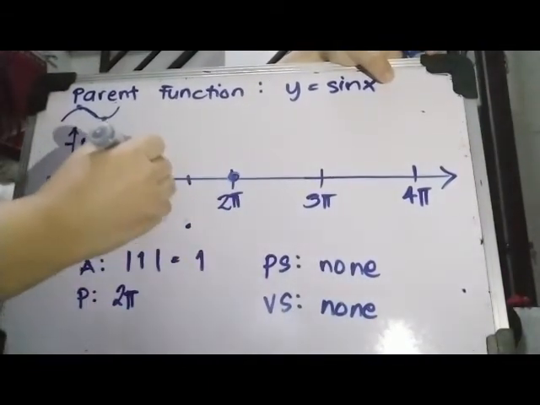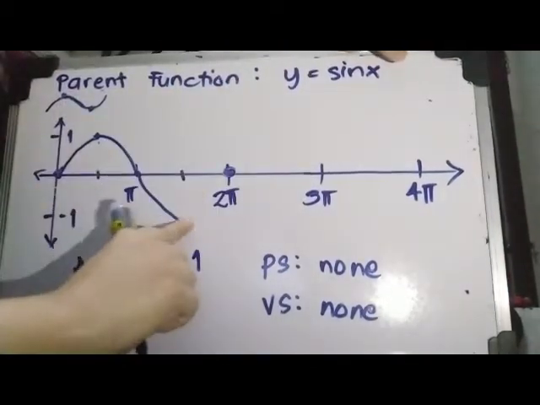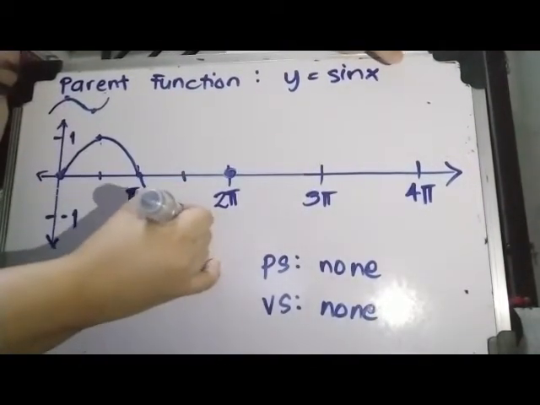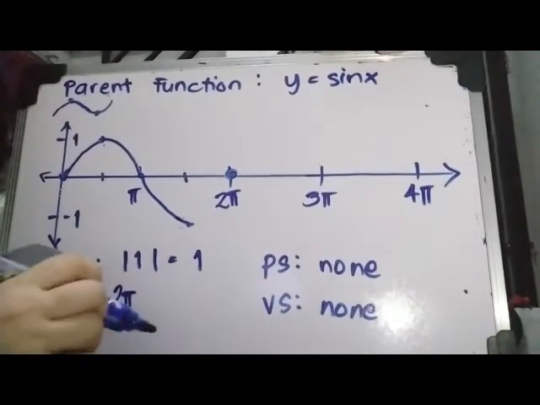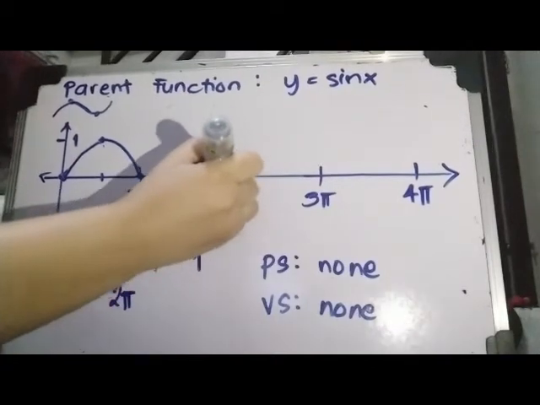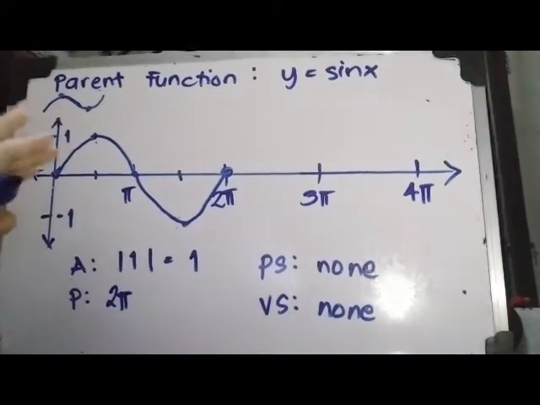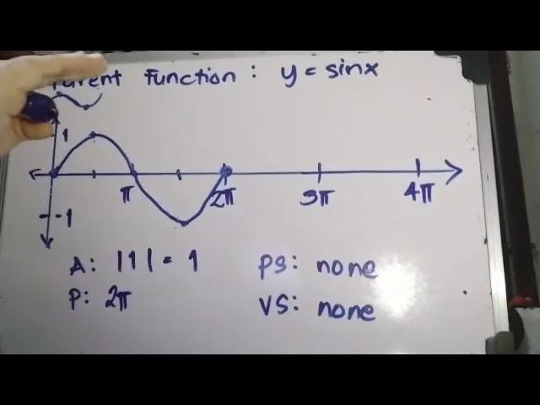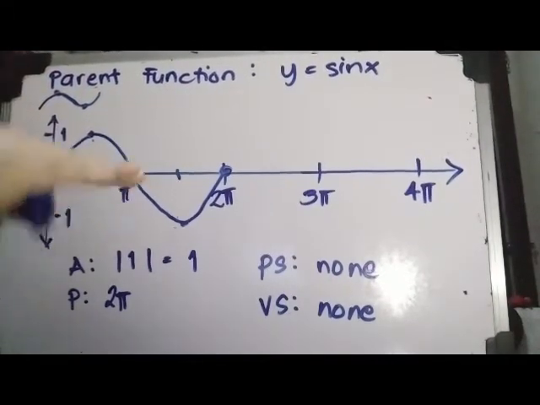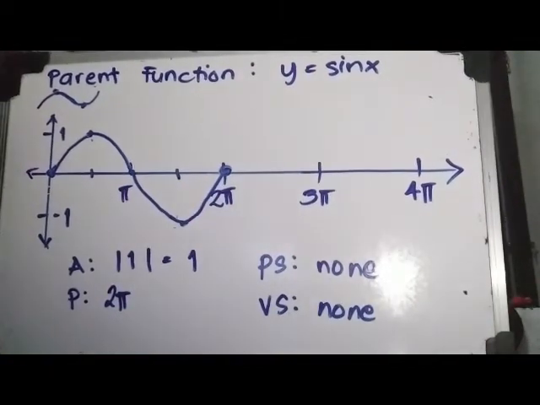Okay, and then connect, and then finally we'll go to 2 pi. Alright, so do you see the pattern? Center line, go up to the peak, go back to the center line, go to the trough, and then go back to the center line, and you are done.